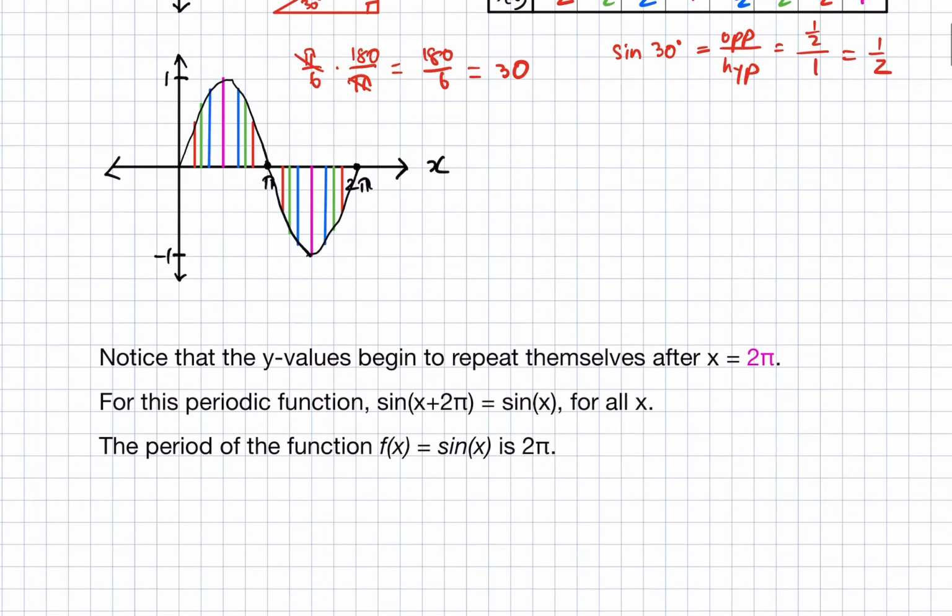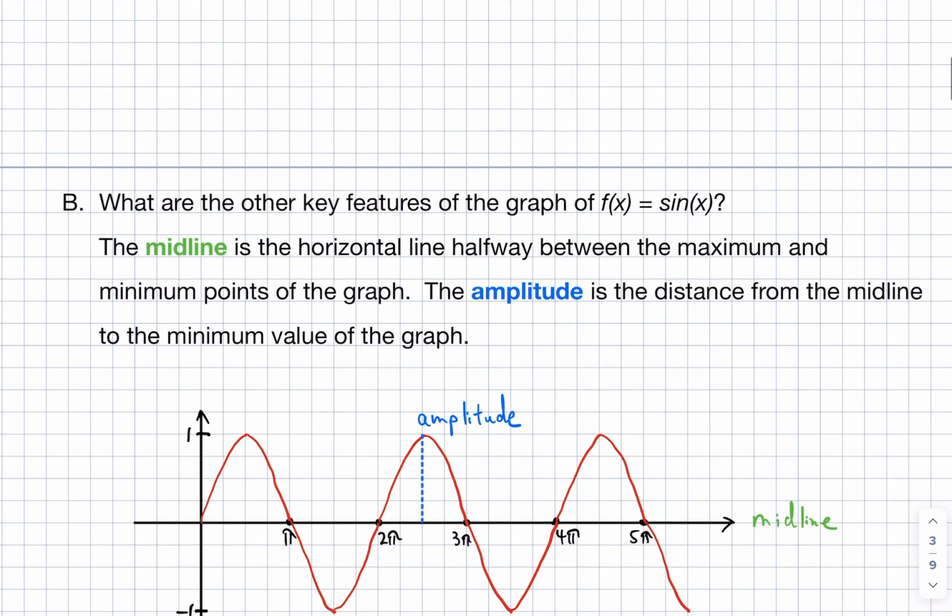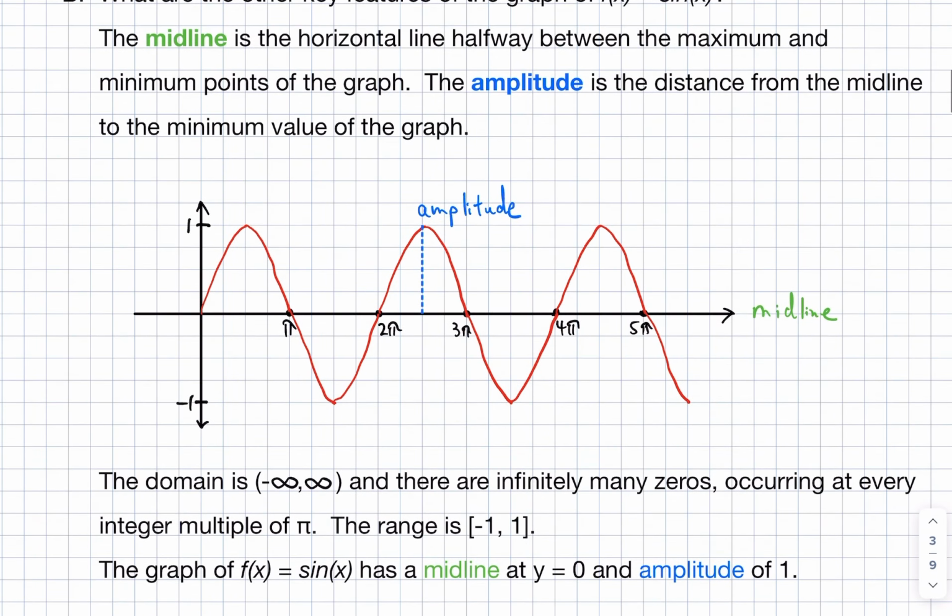Now let's take a look at a couple other key features. If you notice, there is a midline to this function, and this midline happens to be the x-axis. This is the horizontal line that is halfway between the maximum and minimum points of the graph. So you'll see there's a maximum here, maximum, maximum, and then down here we have minimums. Halfway in between is the midline.